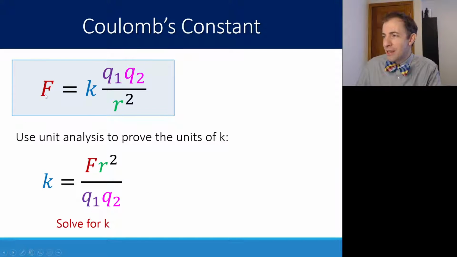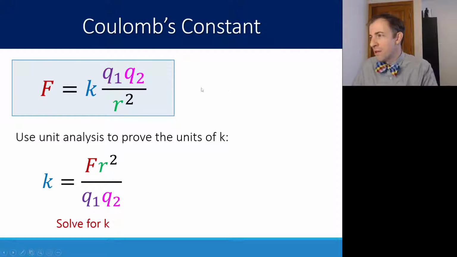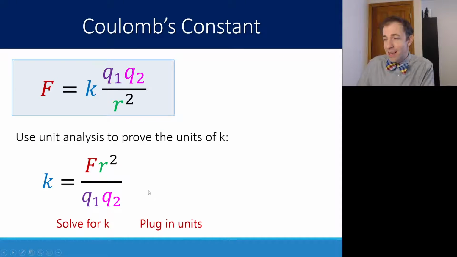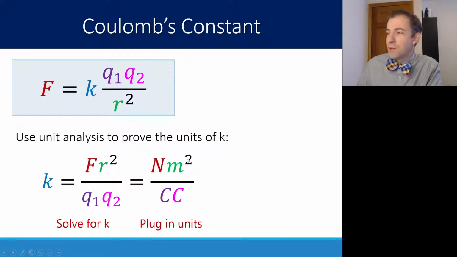So rearranging this, multiply both sides by r squared and divide both sides by q1, q2, we get k is equal to F r squared divided by q1 times q2. Then we can plug in units that we just found for these different things instead of the variables. So instead of force, we'll put newtons. Instead of radius or distance, we'll put meters. And then for each of the charges, those are in coulombs.